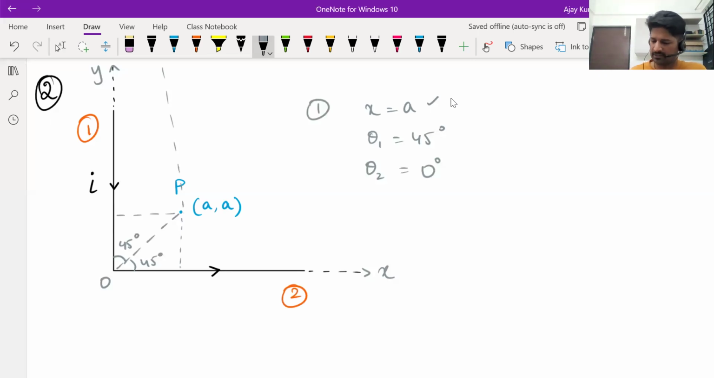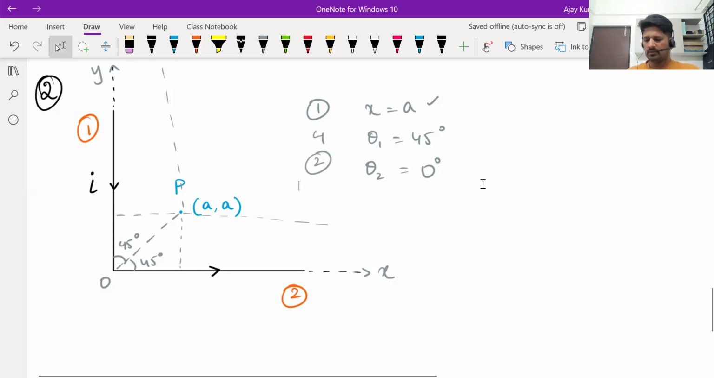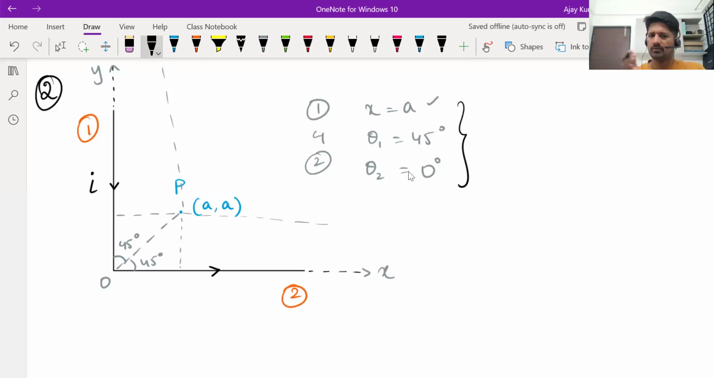This angle is 45, and at the other end the angle will be 0 because the other end of the wire is at infinity. So for both the first wire and the second wire, these are the values. Let us now derive the magnetic field based on this. We know the formula: mu naught I by 4 pi x times (cos theta 1 plus cos theta 2).